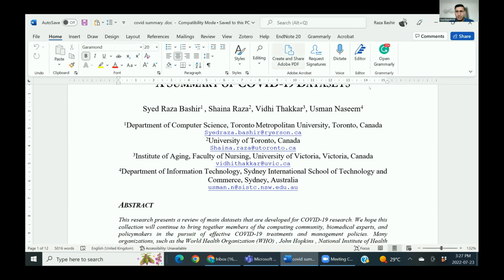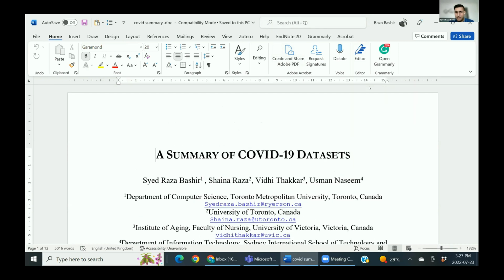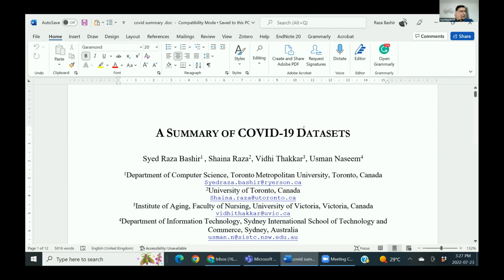So this is a paper about a summary of COVID-19 datasets. There are different datasets available in the market by governments and other organizations, so we prepared a summary of them that is useful for research, or maybe to apply some data mining techniques on it.